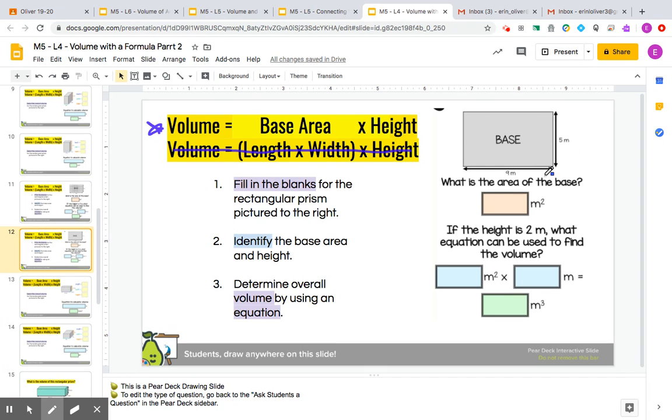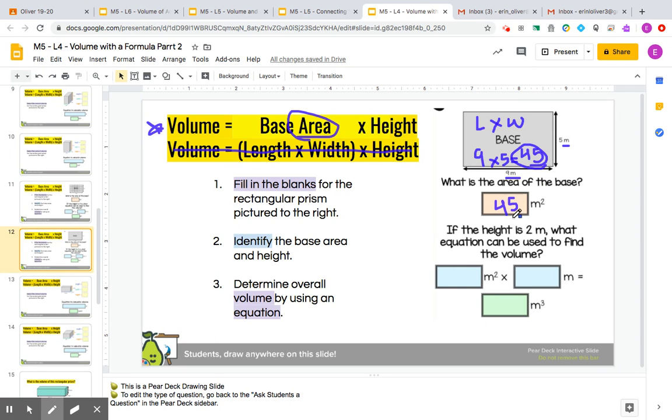Right now we have our base. Okay, our base has a width of 5 and a length of 9. Now, when you're finding the area of something, that base area, you're going to do length times width. So to find the area of this rectangle, I'm going to do 9 times 5, which is going to get me 45. So we know the area is going to be 45.